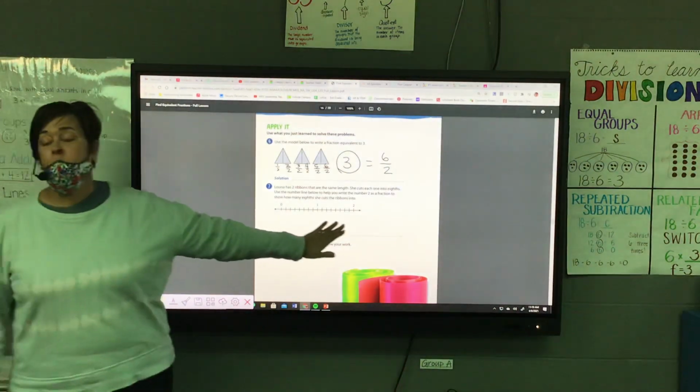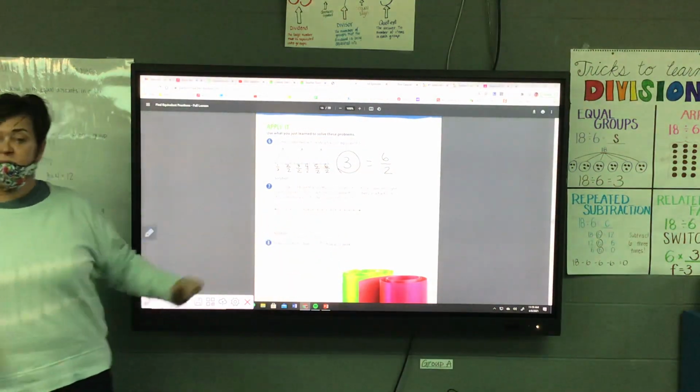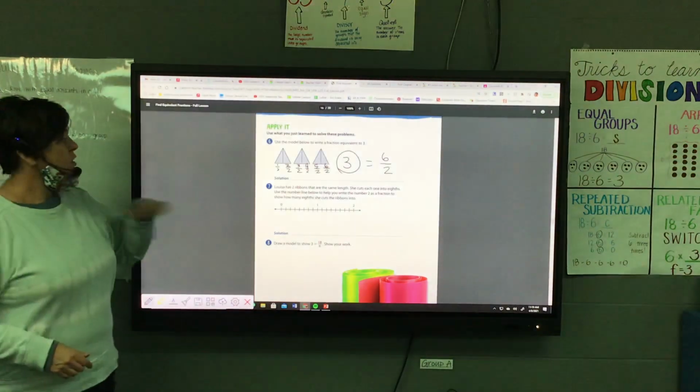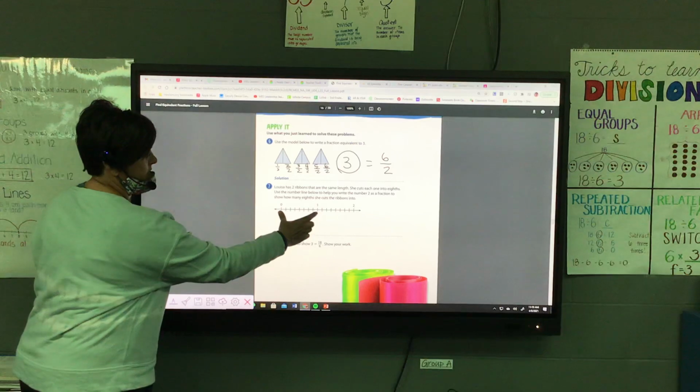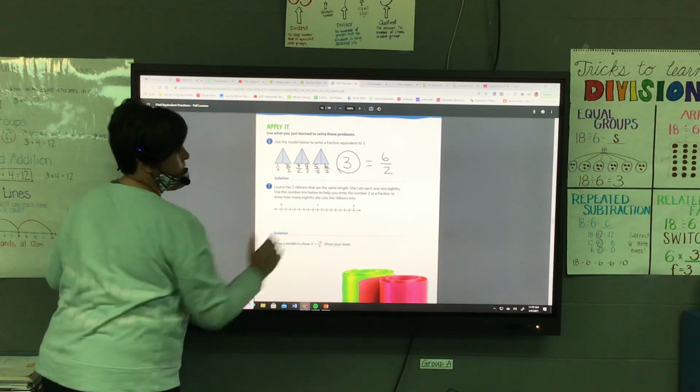Okay, maybe it'll make more sense on a number line. Let's take a look at this number line together. All right, Louisa has 2 ribbons. So here's her first ribbon, right? And here's her second ribbon.